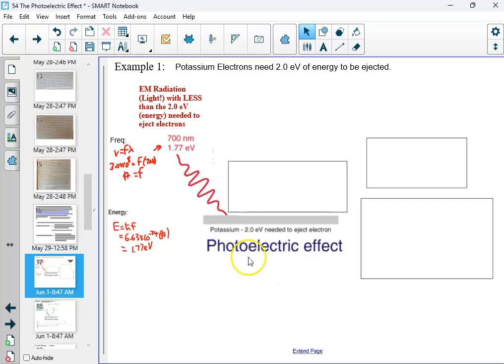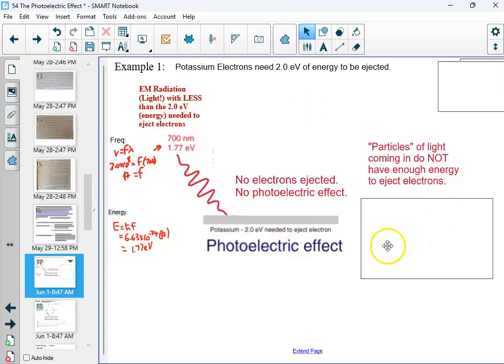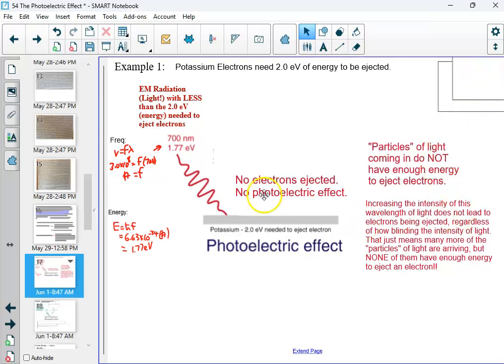So here's a visual of this. You've got light coming in, 700 nanometer light, which corresponds to 1.77 electron volt energy light packets. And so this little wave packet, or particle really, hits, and in this case, electrons don't get ejected. That's because 1.77 electron volts of energy is less than the 2 electron volts of energy needed to eject electrons. Particles of light coming in don't have enough energy. And so even if you send tons and tons of this light, super bright, the metal might start to melt before any electrons get given off.